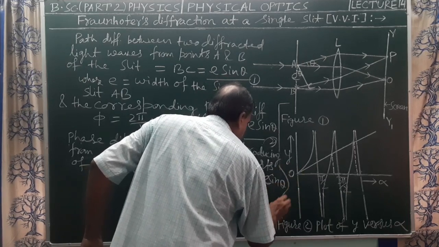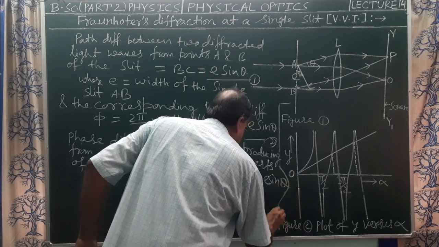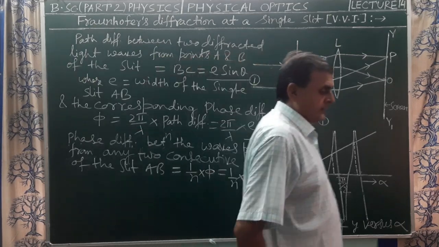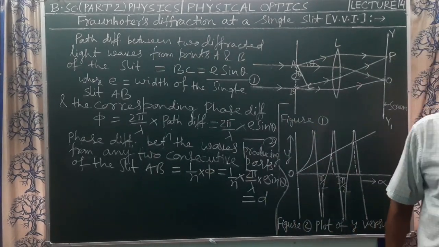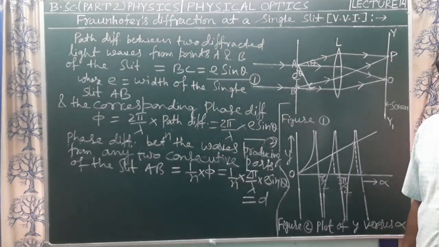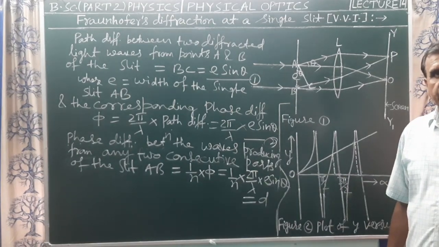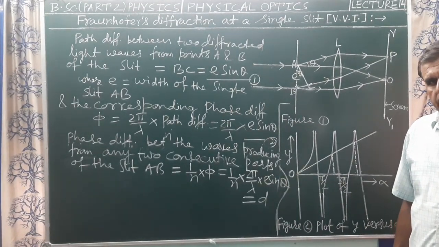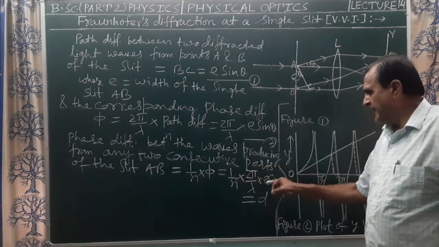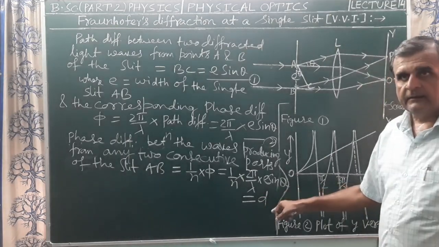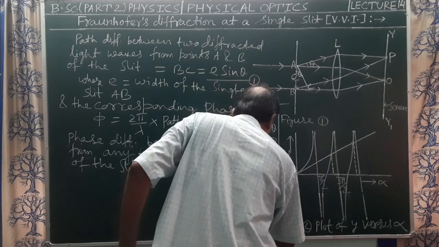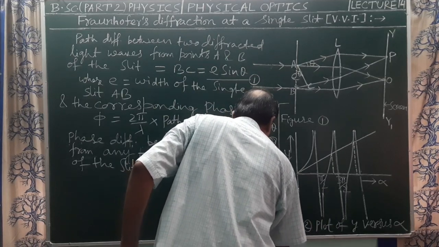And suppose this phase difference between any two consecutive parts is equal to d. The phase difference between the light waves produced from any two consecutive parts of the single slit is 1 by n multiplied by 2 pi by lambda into e sin theta, and say this phase difference is equal to small d, and it is equation number 3.